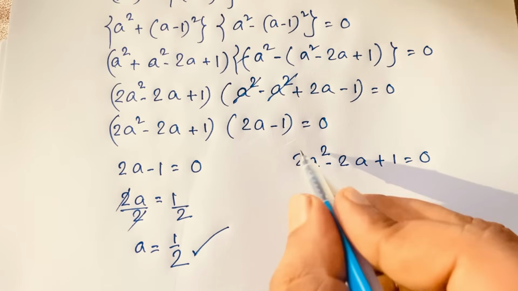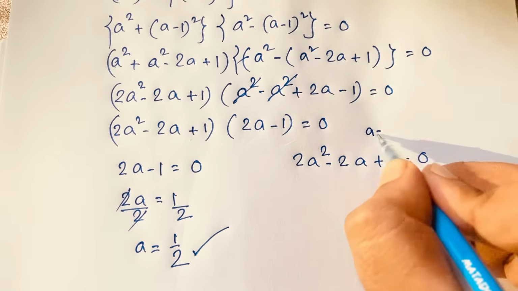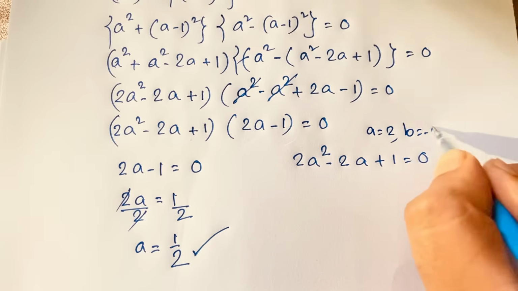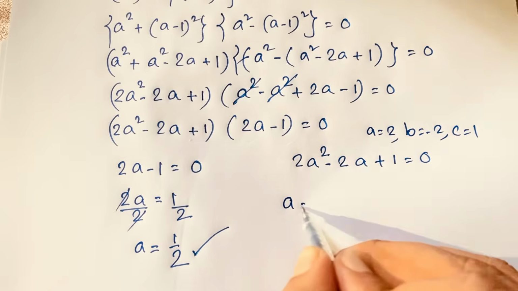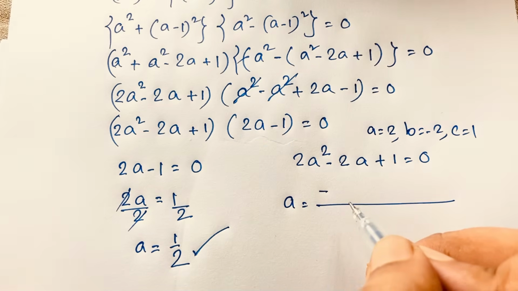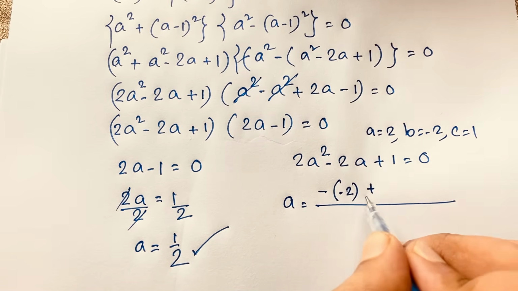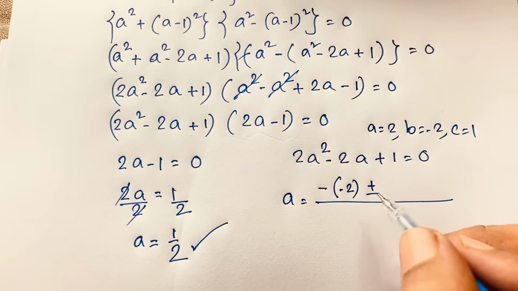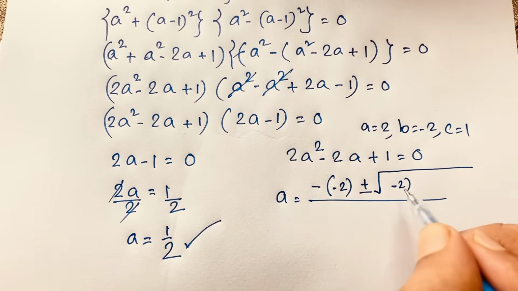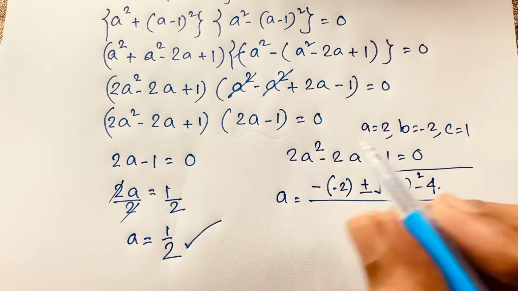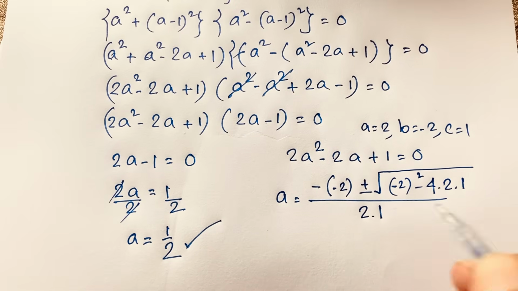So you can see here a is equal to 2. If I compare this equation with the quadratic equation, here a is equal to 2, b is equal to minus 2, and c is equal to 1. Then here a is equal to minus b, b is negative 2, so I take negative 2 here, plus or minus, then square root of b square, b is minus 2 whole square, minus 4ac, a is 2 and c is 1, over 2a.